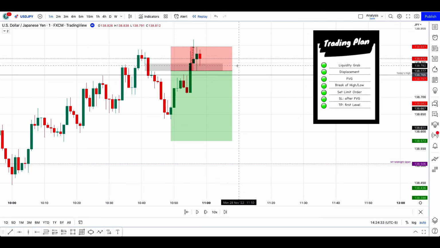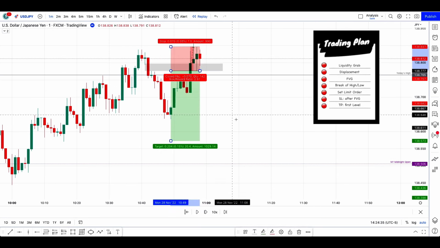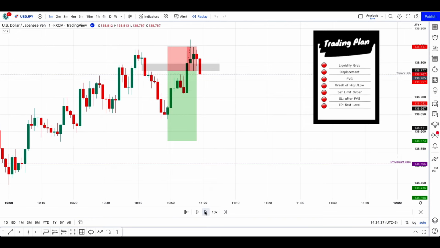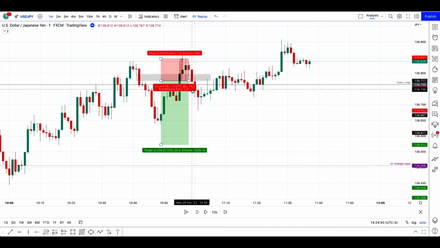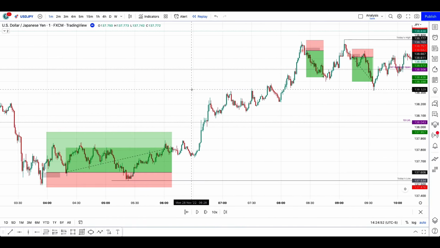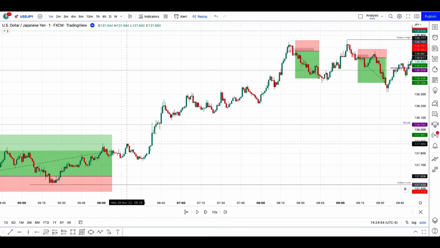Alright, and this was a loss. And then since we're coming to 11, I would stop trading here. Pretty sad that we finished on a loss, but I think overall the results were pretty good. 3 trades taken and then some good results.